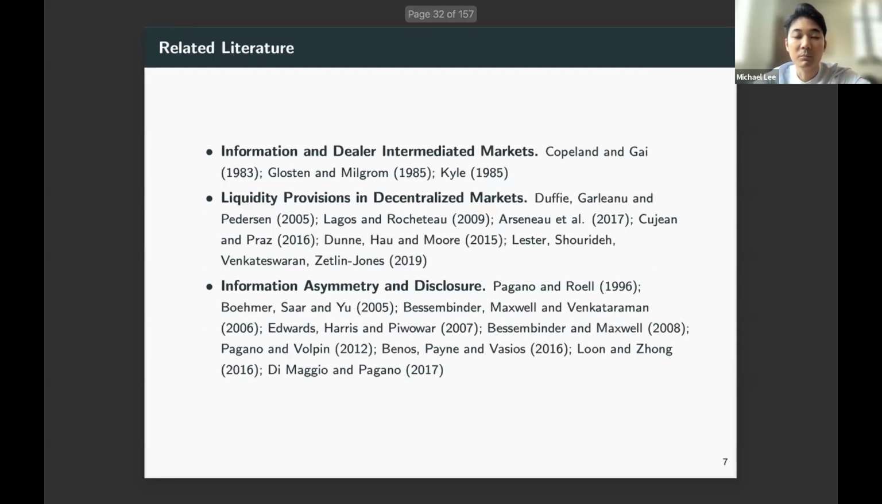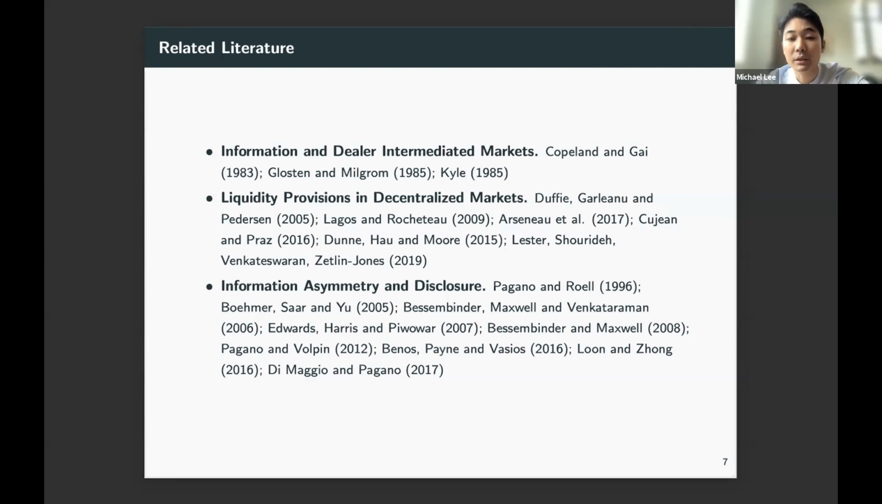All right, so there's a very large literature. I'm just going to go through it very quickly. There's a large literature thinking about the impact of information in dealer intermediated markets, and also liquidity provision in decentralized markets. Now, we take into account both: in a world with dealer intermediated markets, we have dealers intermediating markets facing these informational issues, but also wanting to provide liquidity. And in particular, information asymmetries are going to naturally occur as they learn separately from their market making activity.